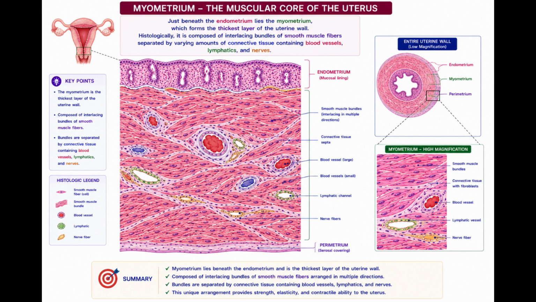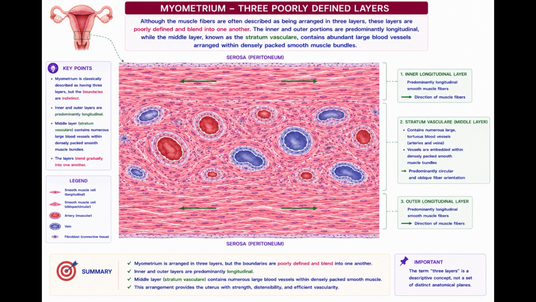Myometrium. Just beneath the endometrium lies the myometrium, which forms the thickest layer of the uterine wall. Histologically, it is composed of interlacing bundles of smooth muscle fibers separated by varying amounts of connective tissue containing blood vessels, lymphatics, and nerves. Although the muscle fibers are often described as being arranged in three layers, these layers are poorly defined and blend into one another. The inner and outer portions are predominantly longitudinal, while the middle layer, known as the stratum vasculare, contains abundant large blood vessels arranged within densely packed smooth muscle bundles.